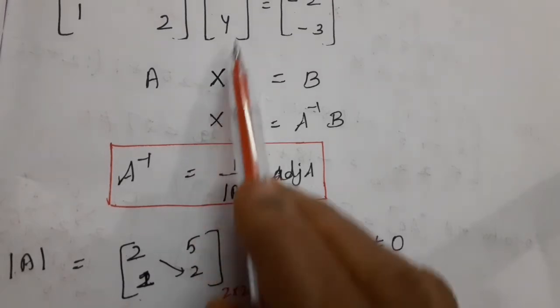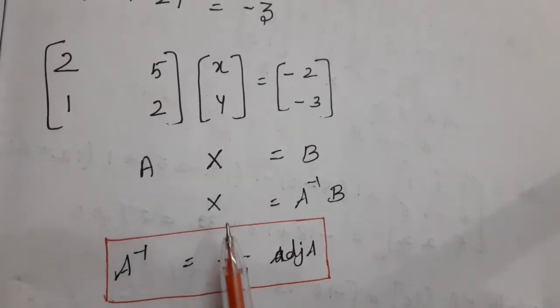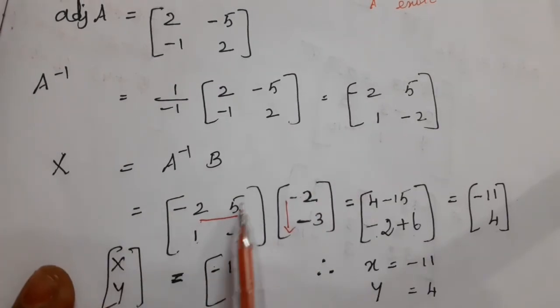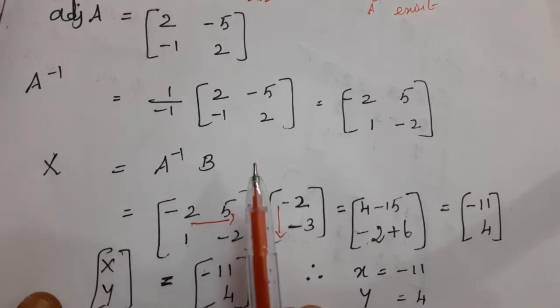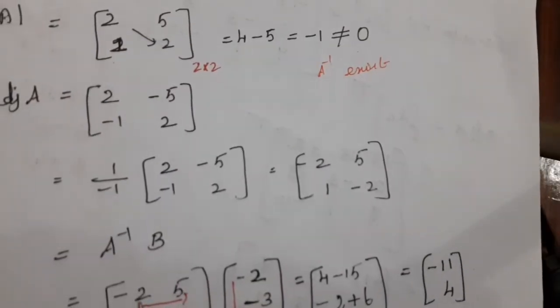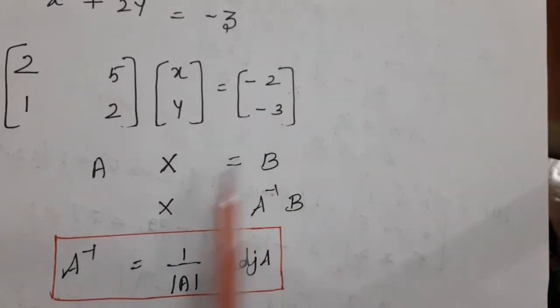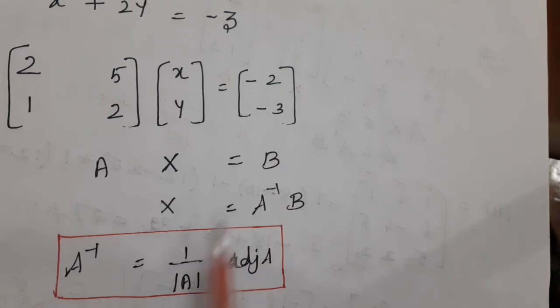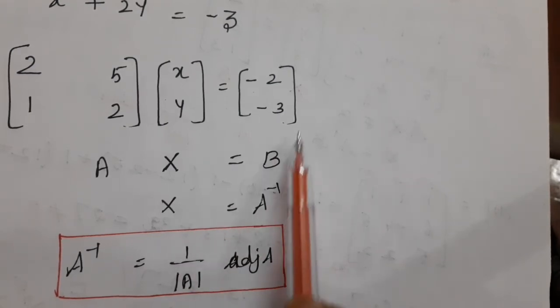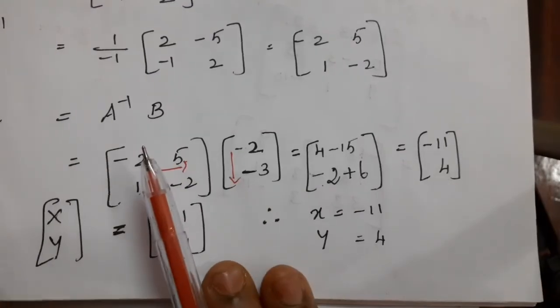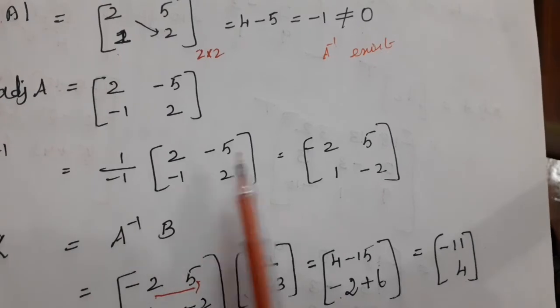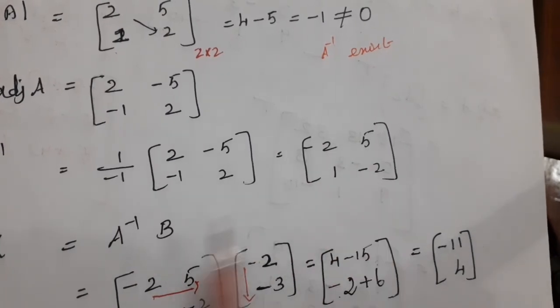How do we find x? We are going to find the x and y values. X is equal to A inverse of B. Now what is our A inverse? Minus 2, 5, 1, minus 2. What is our B value? B is taken as minus 2, minus 3, since here AX is equal to B. So we find X is equal to A inverse of B. A inverse, which we just found, equals minus 2, 5, 1, minus 2. So write it here.